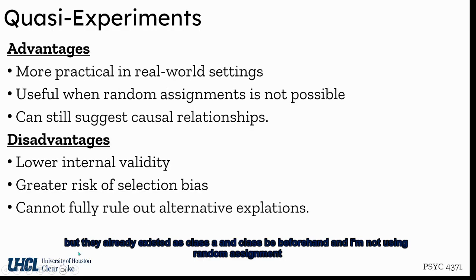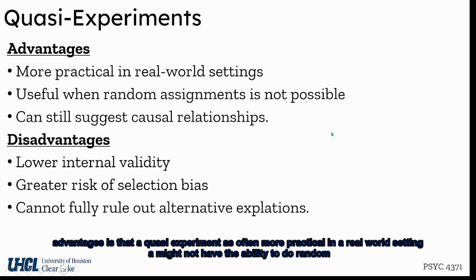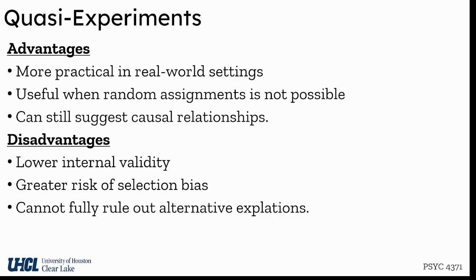using random assignment. Advantages is that a quasi-experiment is often more practical in a real-world setting. I might not have the ability to do random assignment. It's useful when you can't do that. And it can still suggest causal relationships.